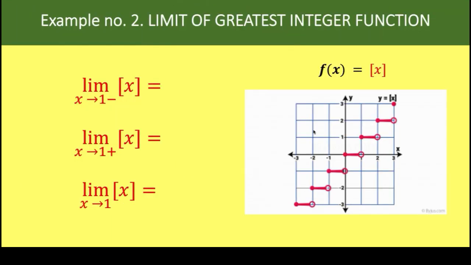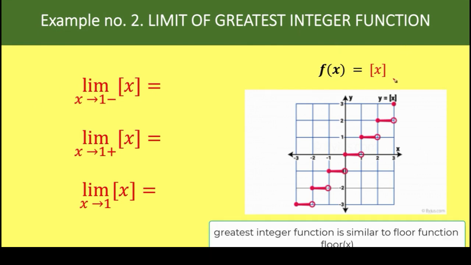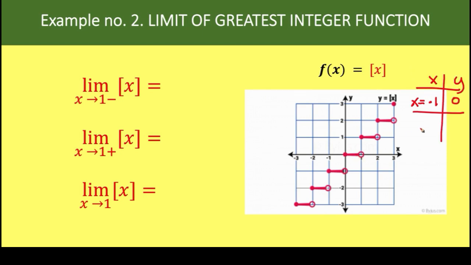Now let's consider this greatest integer function. Consider this function f of x is equal to the greatest integer function of x. Let's take any x value. Let's say x equals 0.1. What is the greatest integer before 0.1? And the answer is 0. So therefore, at x equals 0.1, y is 0. Take any value, let's say 0.5. What is the greatest integer before 0.5? And that is 0 again.